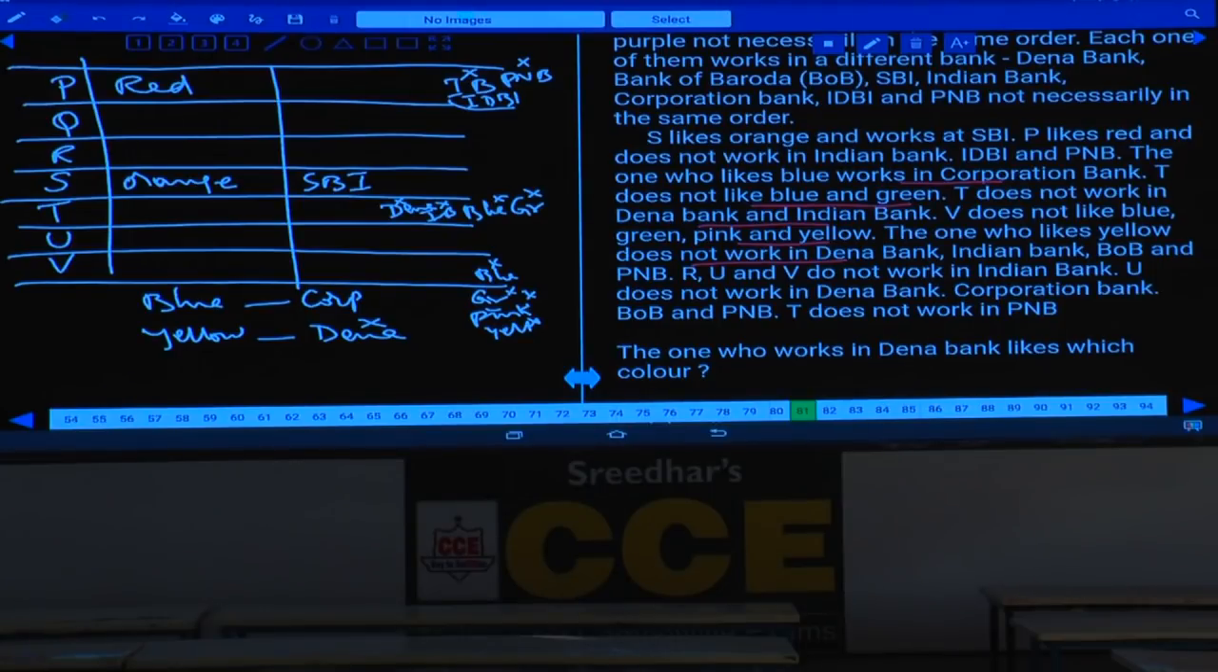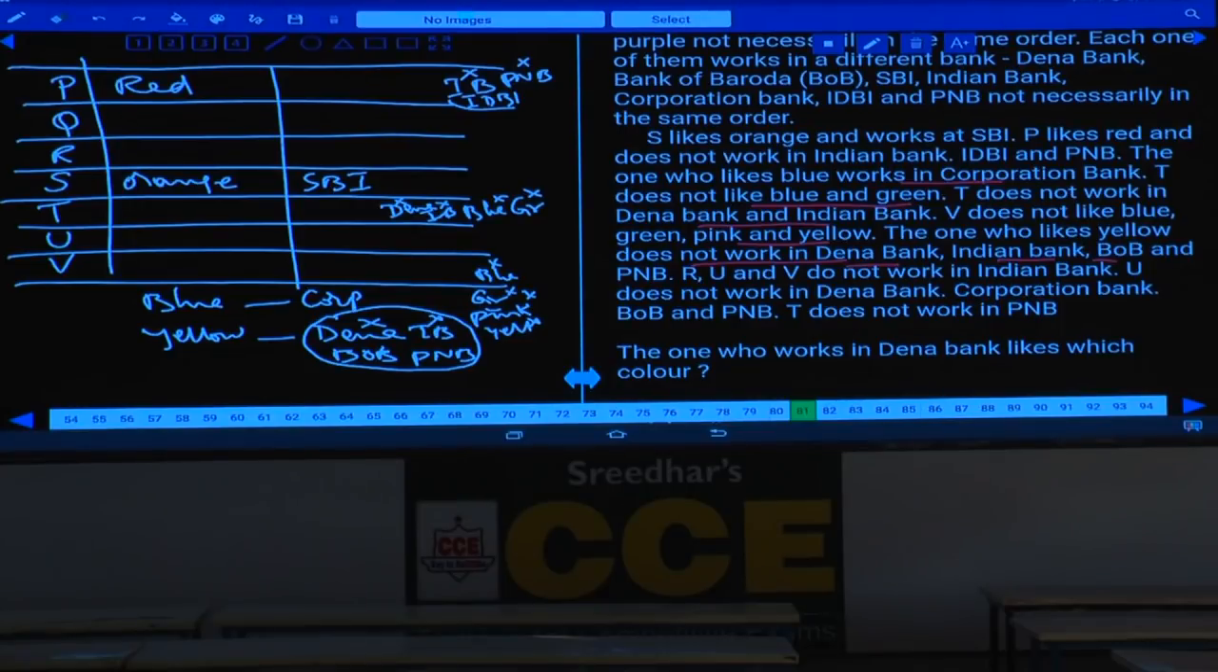The one who likes yellow does not work in Dena Bank, Indian Bank, Bank of Baroda, and PNB. Now the person who likes yellow does not work in any one of these 4 banks. Yellow is working in which bank? Can we identify this one?